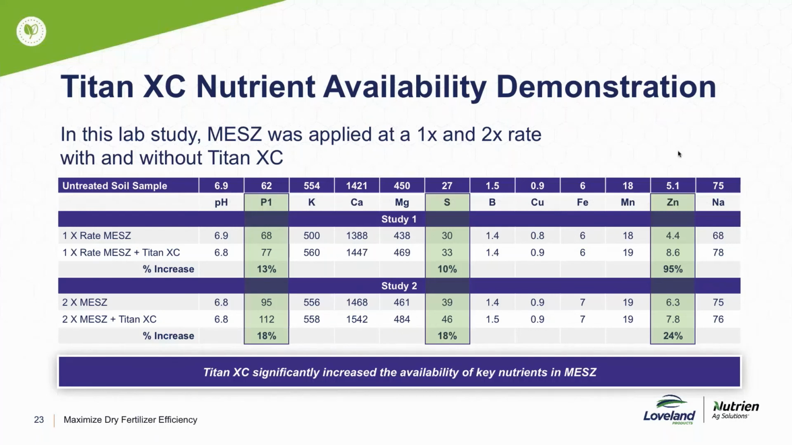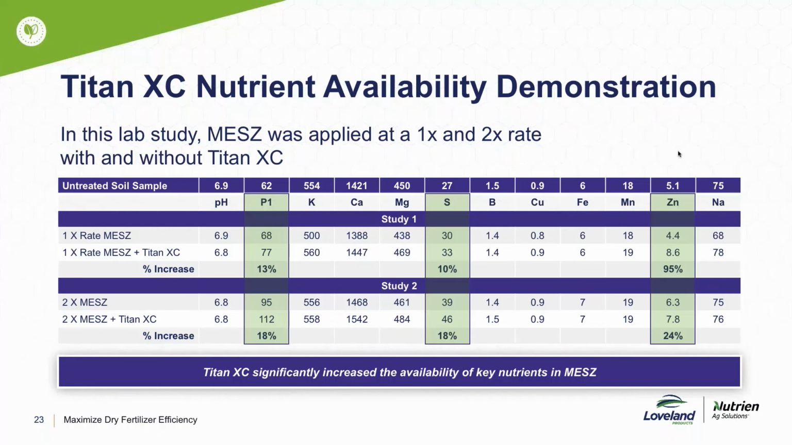So you can see the untreated soil nutrient levels, and we're going to focus on the phosphorus, sulfur, and zinc because of the nature of the fertilizer. And you can see that in the 1x rate versus the 1x rate with Titan XC, you can see a 13% increase in the available phosphorus, a 10% increase in the sulfur, and a 95% increase in the zinc. That's pretty high. Maybe that 1x rate was just barely enough to supply the zinc, and the Titan really showed up well.